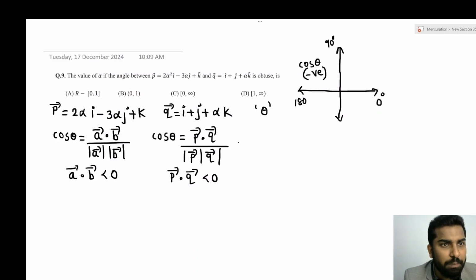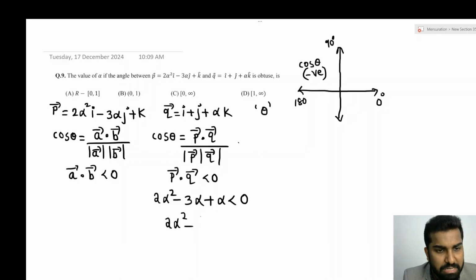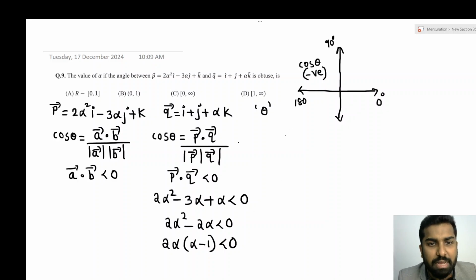So it is 2 alpha square i, right? 2 alpha square multiplying with the 1, so we will get 2 alpha square. Then minus 3 alpha is multiplying with the 1, that is minus 3 alpha. Then the k component, 1, is multiplying with alpha, you will get alpha, that must be less than 0. So 2 alpha square minus 2 alpha must be less than 0. If I take 2 alpha common, it will become alpha into alpha minus 1 less than 0. Since 2 cannot be 0, alpha into alpha minus 1 is less than 0.